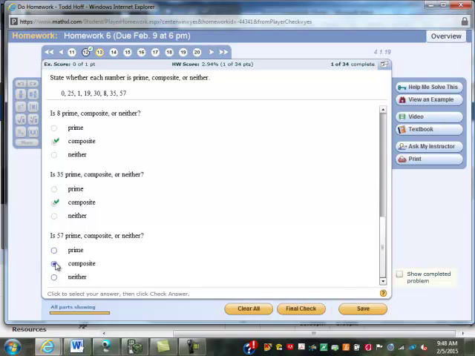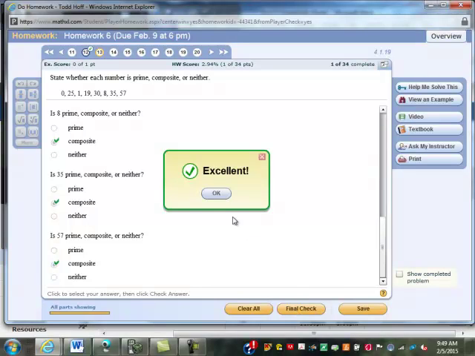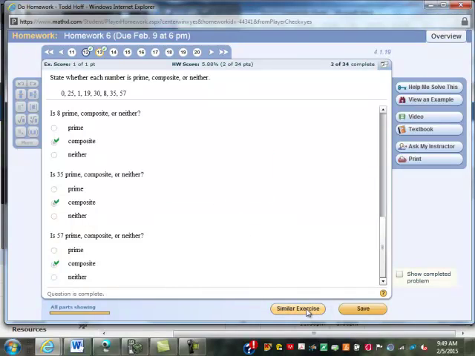57 is divisible by 19. And 3, by the way. 5 plus 7 is 12. So it's divisible by 3. Just remember those rules. If you add up the digits and you can divide that sum by 3, the whole number can be divided by 3.